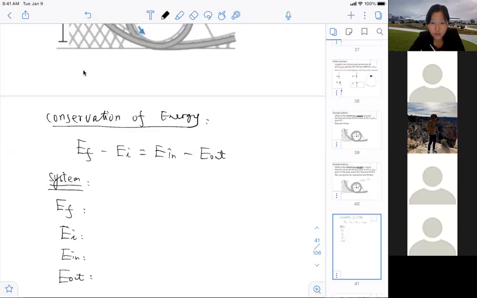Hi everyone, how's it going here? We can have a discussion here. You don't have to already figure out the answer. We can simply just talk about it. So to calculate the final question, what do you want to choose to be your system where you apply conservation of energy to it?